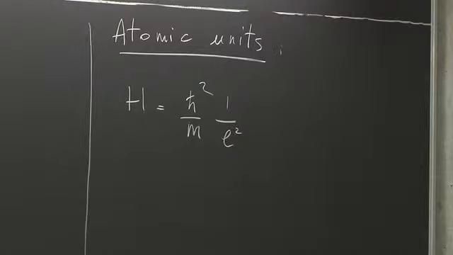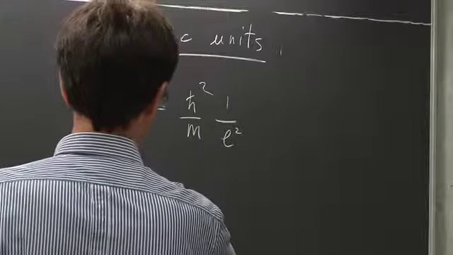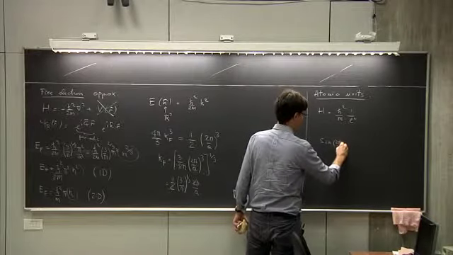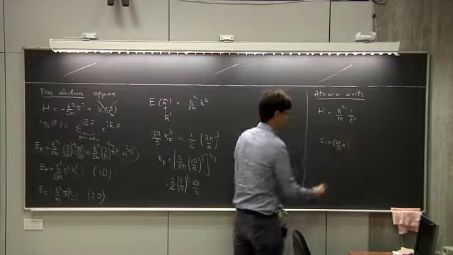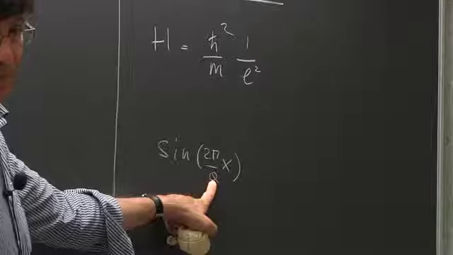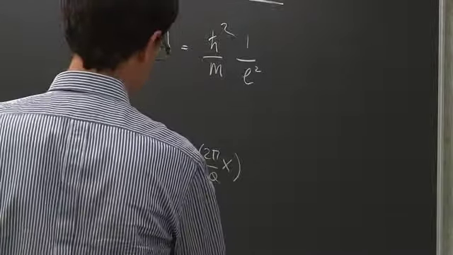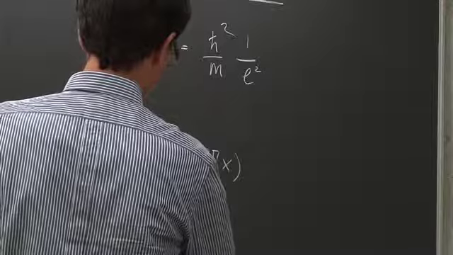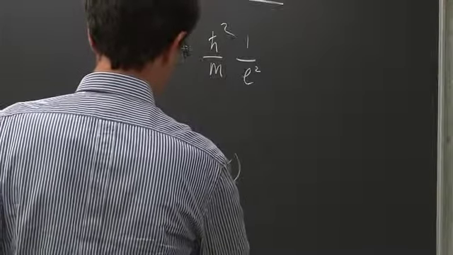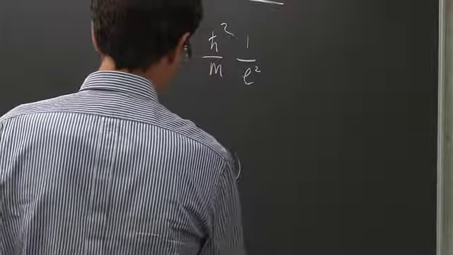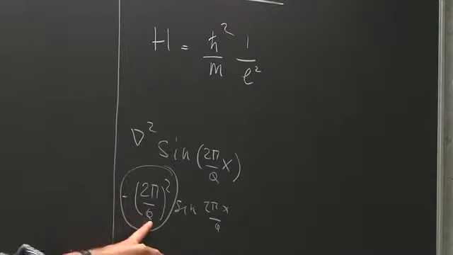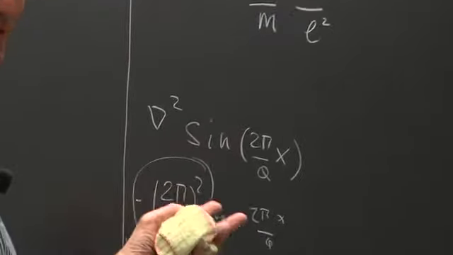If I take delta square of a sine, say a sine of 2π over a times x, which is a sinusoidal function with period a, I get minus (2π over a) squared times the sine of 2π over a times x. So what I get out of it is something that scales like the characteristic length of the wave function, forgetting, of course, about numerical factors.